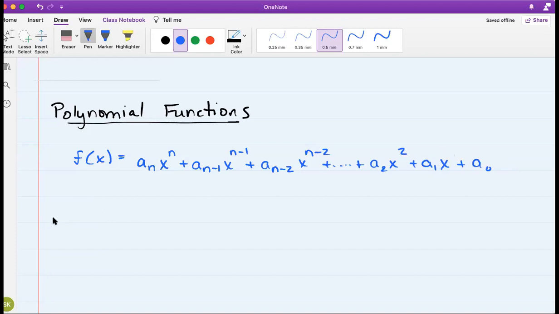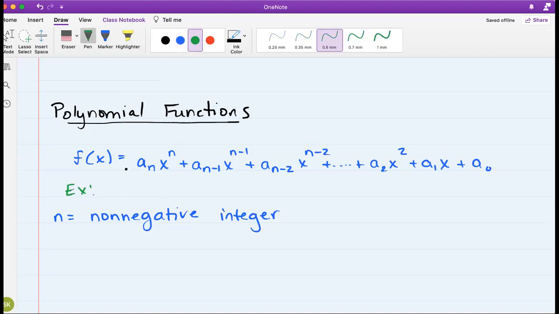Okay, so what you should notice is that n is the power on the x. And we're going to define this n to be a non-negative integer, meaning it could be 0, 1, 2, 3, 4, anything like that. So as long as it's a non-negative integer. So let's say it's 5.